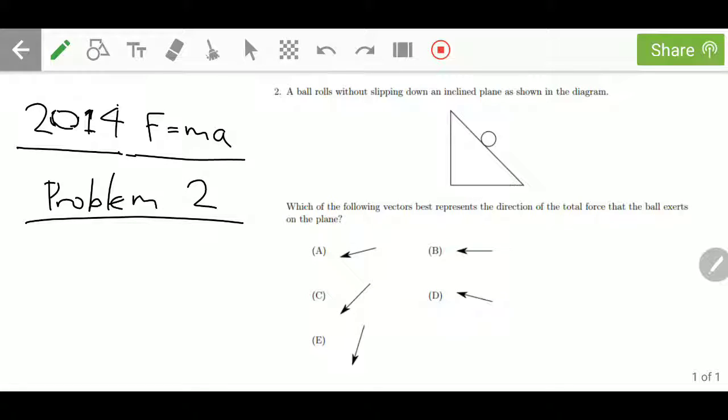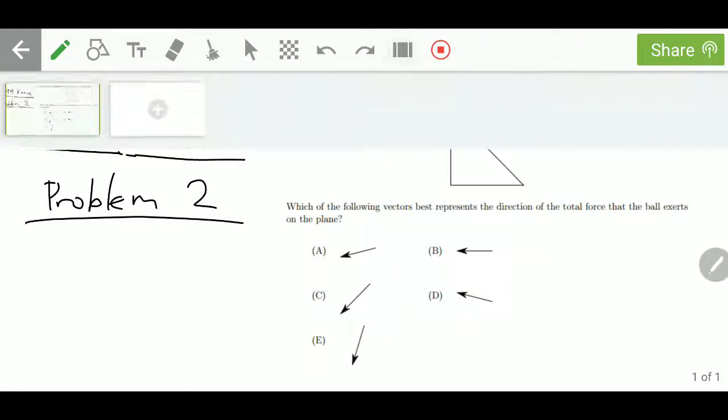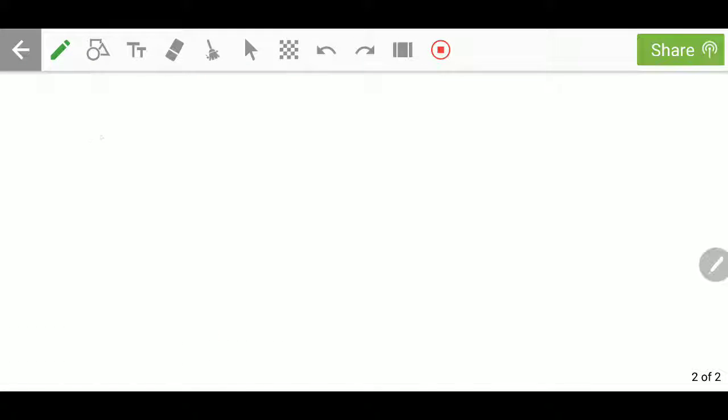Hello. In this video, I'm going to explain problem 2 from the 2014 F equals ma contest. In this problem, we have a ball rolling without slipping down an inclined plane, and we're asked to find the direction of the total force that the ball exerts on the plane. So, let's draw a bigger diagram.